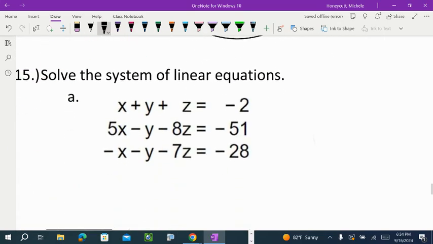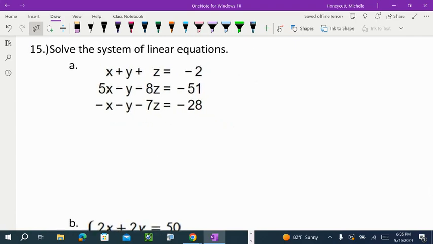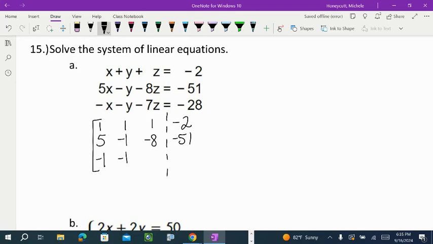On number 15, it says to solve the system, and since there are 3 variables and 3 equations, I would solve this with a matrix. So first I want to make sure all my x's are stacked over each other. Yes. What about the y's? They are over top of each other. Z's all over top of each other, and constants. Yes, everything is stacked over top of each other. Okay, then I'm going to make my augmented matrix. First row will be 1, 1, 1, dotted line, -2, 5, -1, -8, -51, -1, -1, -7, -28.